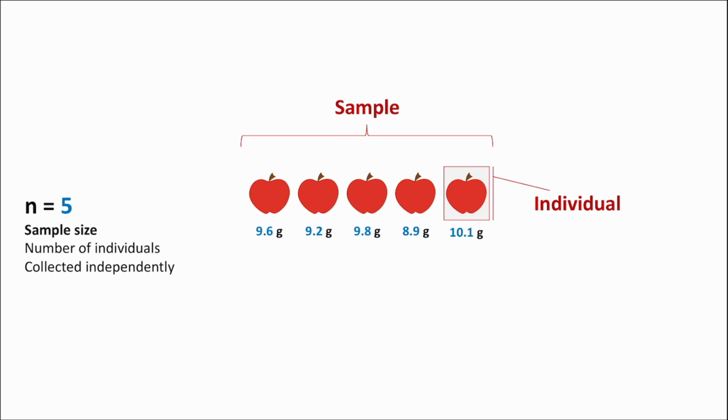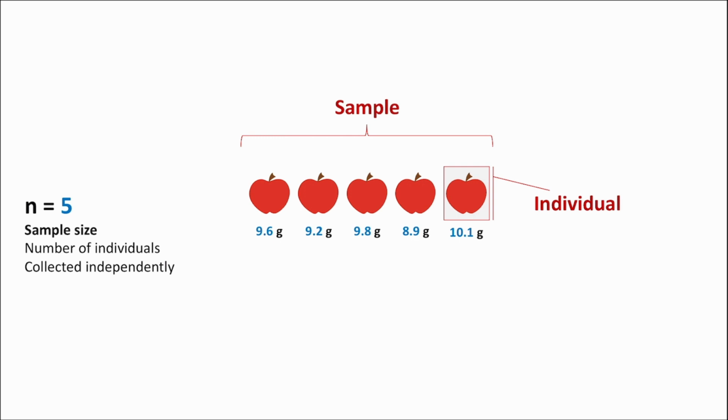So therefore, in addition to objects, we will sometimes use a more general word, individual. An individual is a part of your sample that you work with. And a sample is a collection of individuals. A sample has a size. It's just the number of individuals in the sample. And in our case, the sample size is 5.